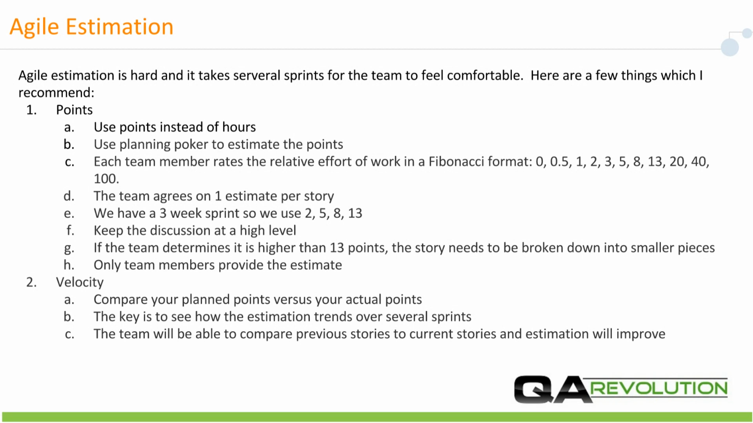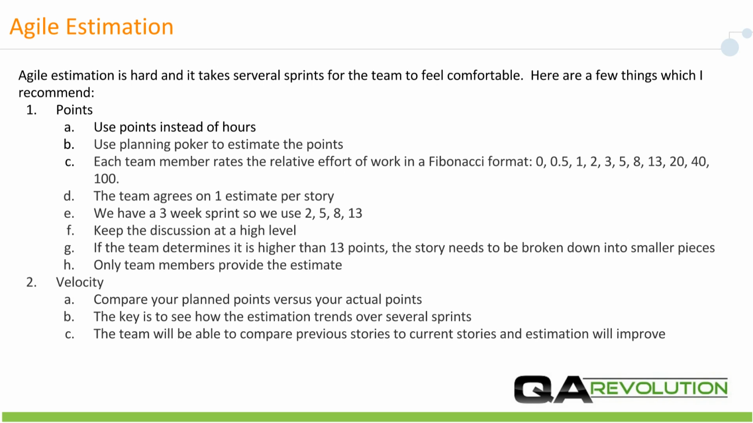We have a 3-week sprint, so we use 2, 5, 8, and 13 as our base. Once each team member votes, then the team as a whole has to agree on one number. So there's one estimate per story.